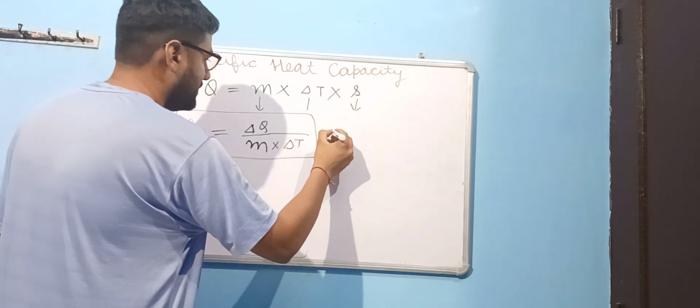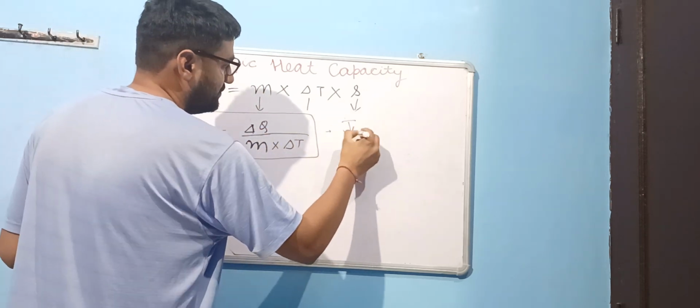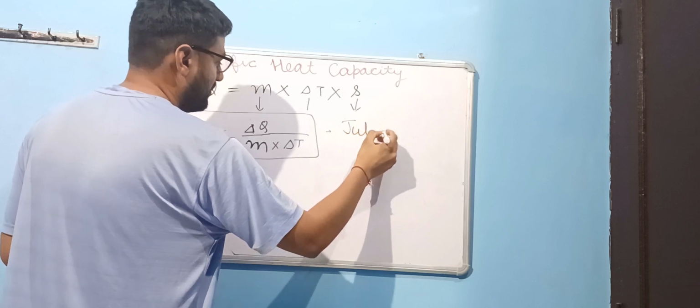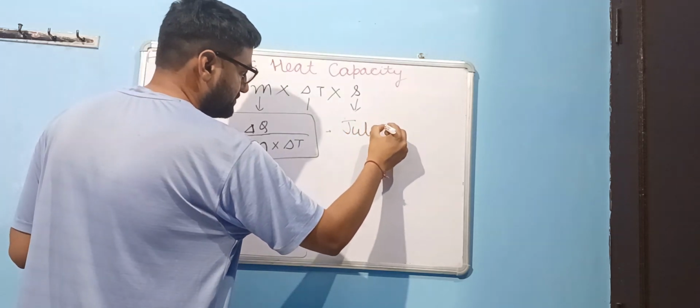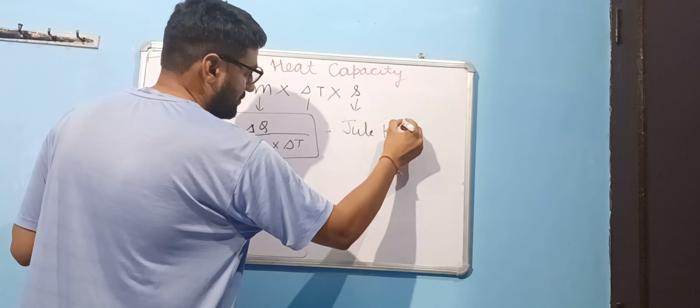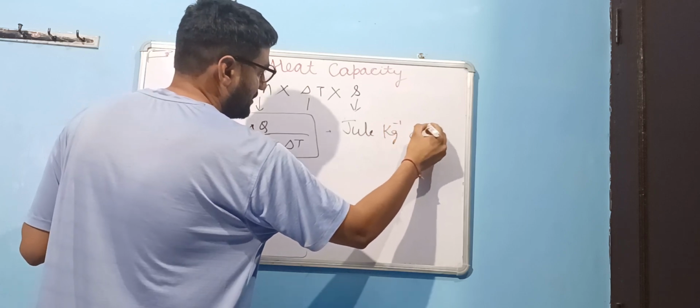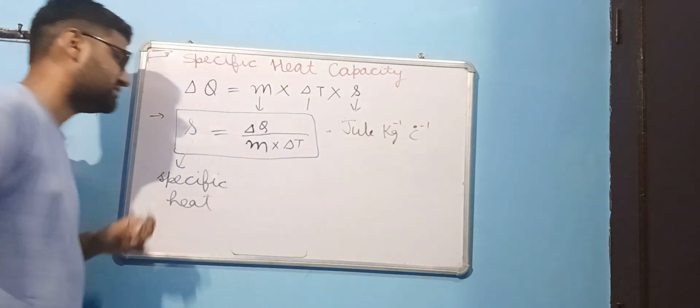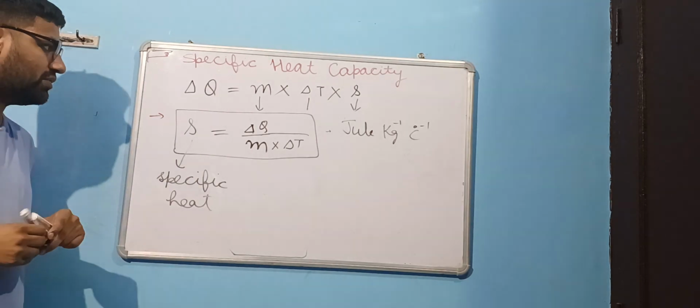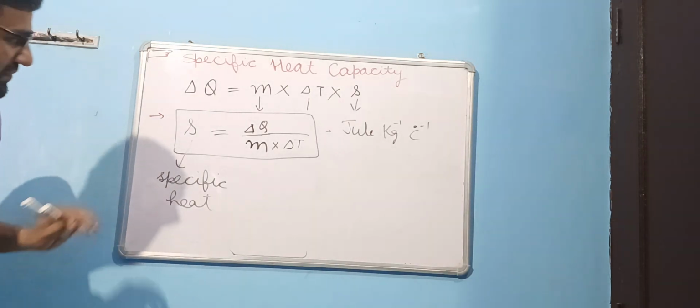And what is the unit of it? Joule per kilogram per degree Celsius. So this is the formula of specific heat.